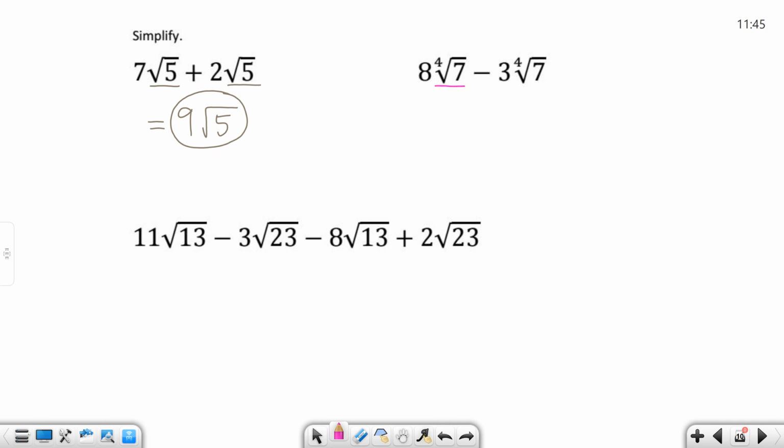8 times the 4th root of 7 minus 3 times the 4th root of 7. Those are like terms. So in my answer, I have the 4th root of 7 unless the answer is 0, because 0 times anything is 0. But 8 minus 3 is what? 5. So 5, and then the 4th root, 5 4th roots of 7. All right?